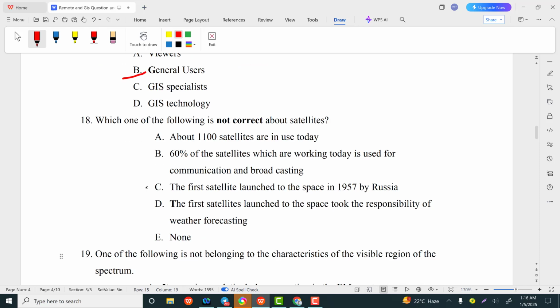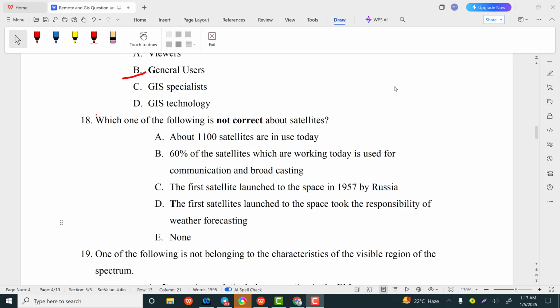Question number 18. Which one of the following is not correct about satellites? A, about 1,100 satellites are in use today. B, 60% of satellites which are working today are used for communication and broadcasting. C, the first satellite launched to space was in 1957 by Russia. D, the first satellite launched to space took the responsibility of weather forecasting. E, none of the above.